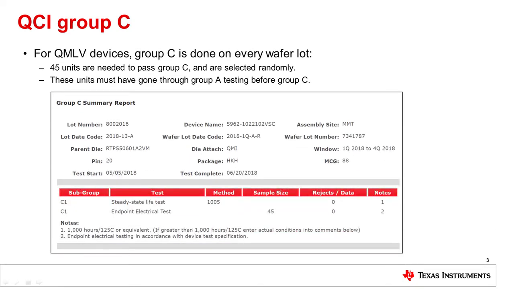This is what the Group C portion of the QCI paperwork that is in every shipment from TI will look like. A summary with wafer lot information, die name, and test date, along with a summary of the passing results.